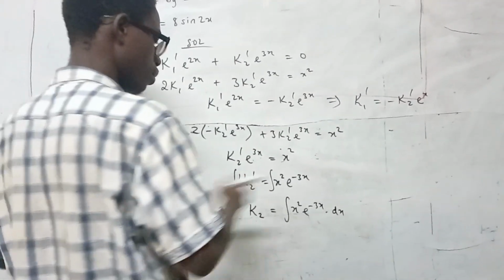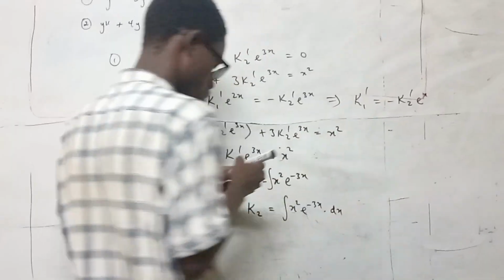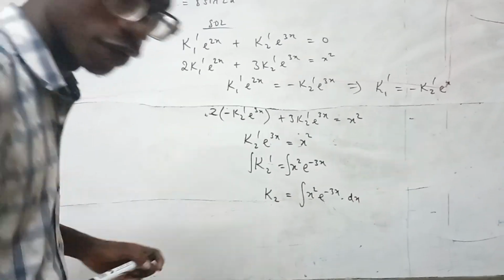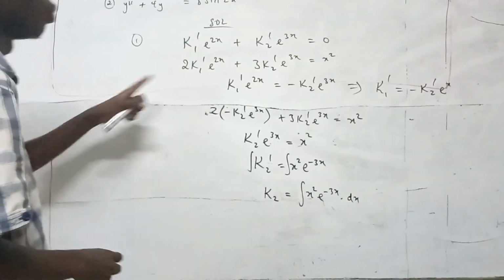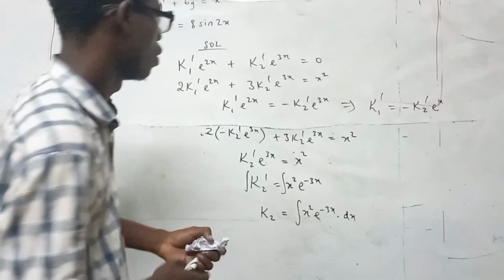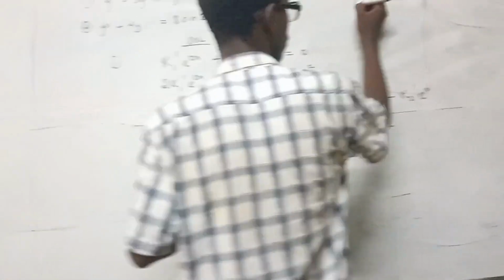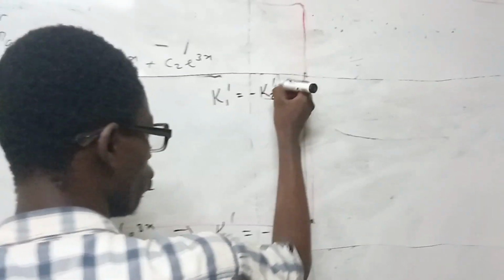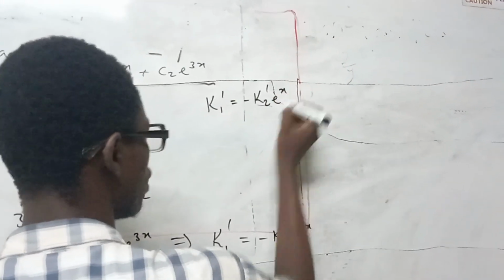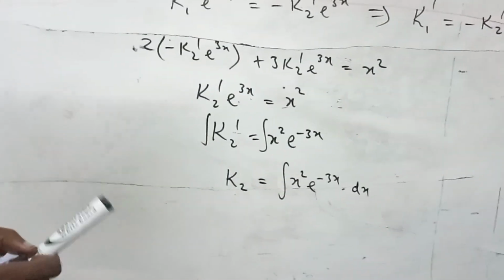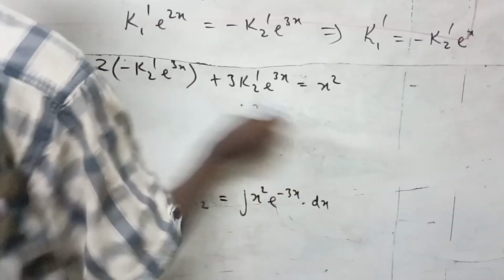So writing it in this way. Okay, let me write it here: k1 prime equals minus k2 prime e raised to power x, and k2. Okay, yeah. So I can save some space now.